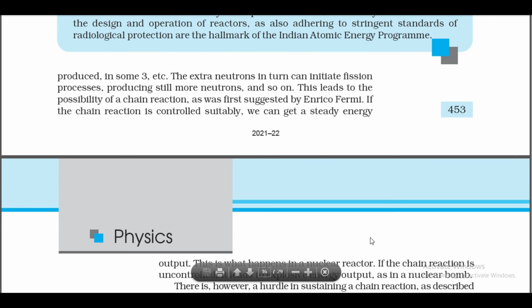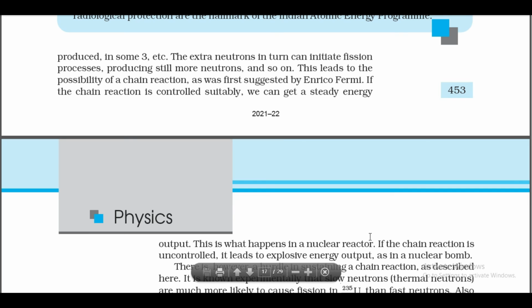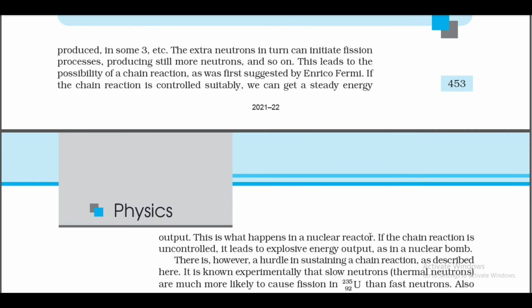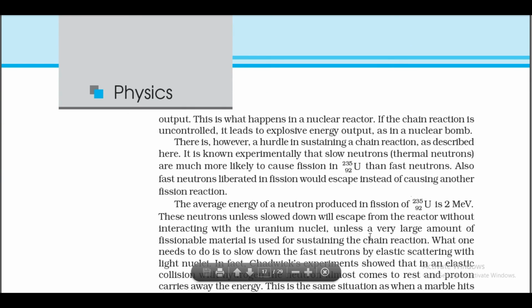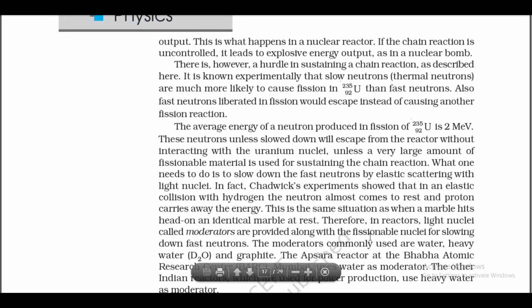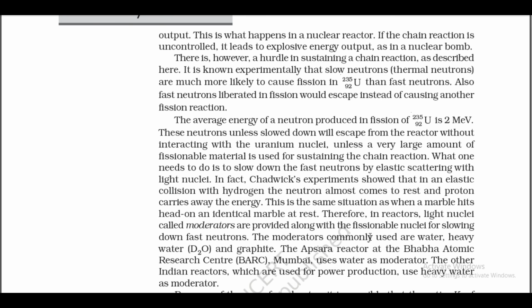The extra neutrons in turn can initiate fission processes producing still more neutrons and so on. This leads to the possibility of a chain reaction, as was first suggested by Enrico Fermi. If the chain reaction is controlled suitably, we can get a steady energy output. This is what happens in a nuclear reactor. If the chain reaction is uncontrolled, it leads to explosive energy output, as in a nuclear bomb. There is, however, a hurdle in sustaining a chain reaction.